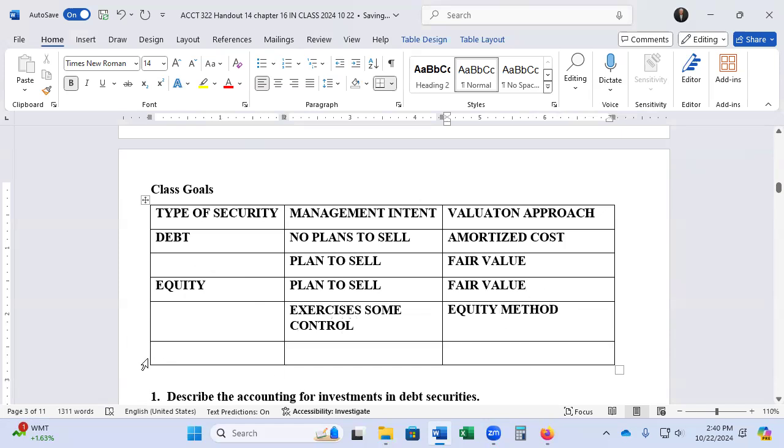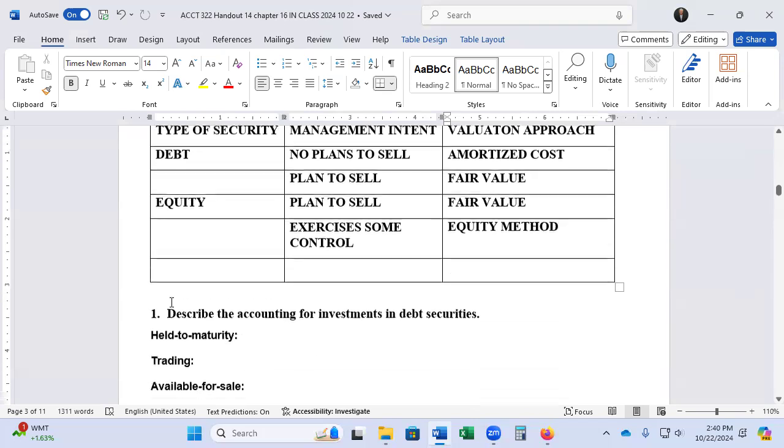And again, keep in mind, as long as they select it initially, companies have the choice where they can select fair value no matter what type the asset is. But keep in mind when they do that, it means that there's a lot more work at the end of the period to make sure that they're properly valued to fair value.